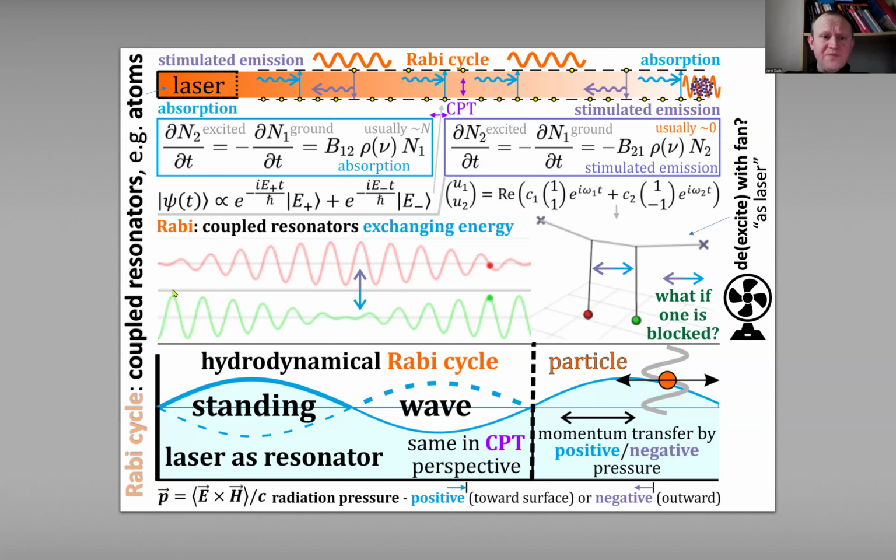Another, more hydrodynamical view could be like here: we have a standing wave in the tank, and there is some semi-transparent wall, and this standing wave also creates waves outside, which, for example, make this left-right behavior of this particle, with positive and negative pressure. So this resonator acts cyclically with positive and negative pressure. It is kind of similar to the Rabi cycle.